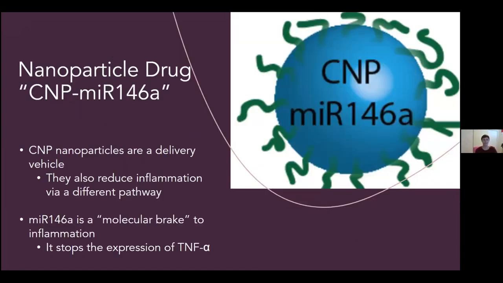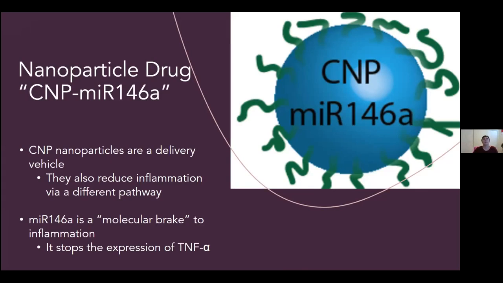The way that we are doing that is with a nanoparticle drug called CNP-MIR146A. It's basically comprised of two things. It has these CNP nanoparticles, which are mostly a delivery vehicle for the microRNA. They do also reduce inflammation, but I'm not going to get into that in this talk. What is decorated all over the surface of these nanoparticles is a microRNA called MIR146A. In lots of different studies, they've shown that this is a molecular brake to inflammation. The way that it works is it stops the expression of TNF alpha. And if there isn't TNF alpha, then one of the key players that activates other pro-inflammatory cytokines is gone. So that helps to reduce overall inflammation.